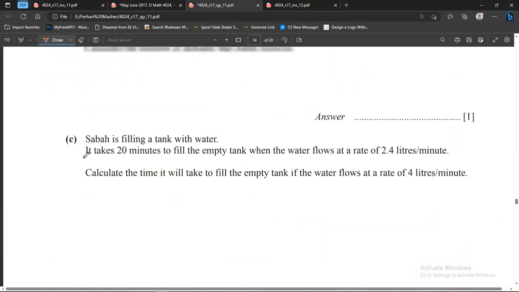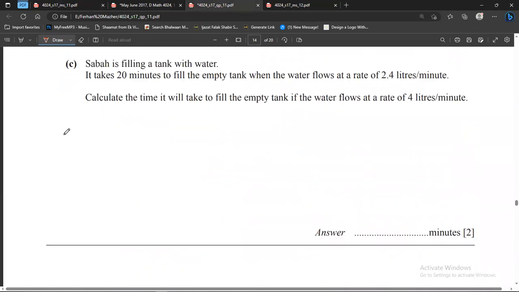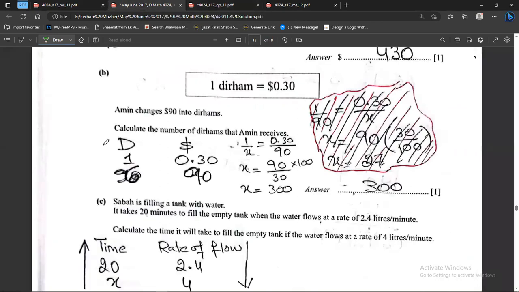Okay, then we have question number 19, C part. He says, Sabah is filling a tank with water. It takes 20 minutes to fill the empty tank when the water flows at a rate of 2.4 liters per minute. Calculate the time it will take to fill the empty tank if the water flows at a rate of 4 liters per minute.